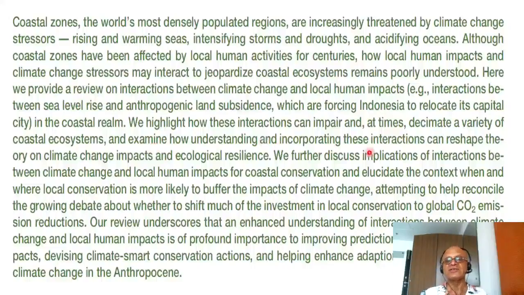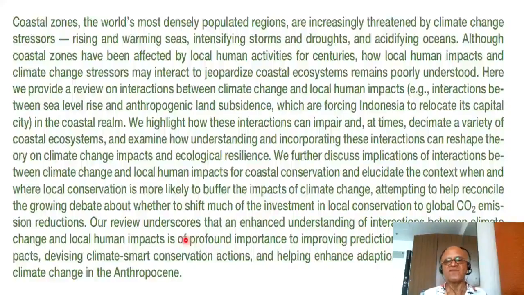We highlight how these interactions can impair and at times decimate a variety of coastal ecosystems, and examine how understanding and incorporating these interactions can reshape theory on climate change impacts and ecological resilience. We further discuss implications of interactions between climate change and local human impacts for coastal conservation, and elucidate the context when and where local conservation is more likely to buffer the impacts of climate change, attempting to help reconcile the growing debate about whether to shift much of the investment in local conservation to global CO2 emissions reductions.